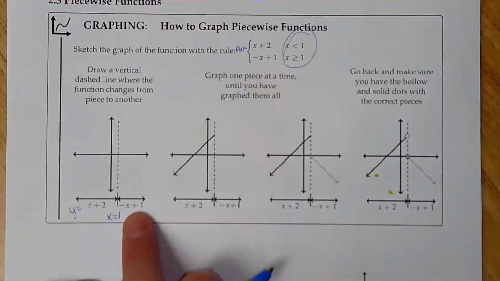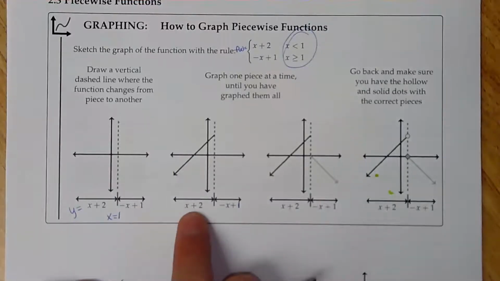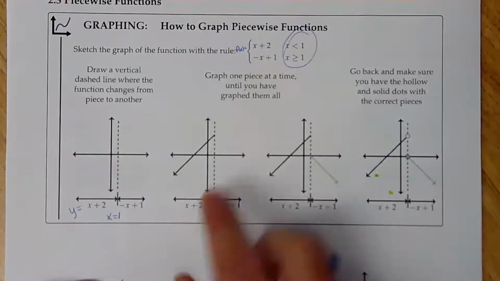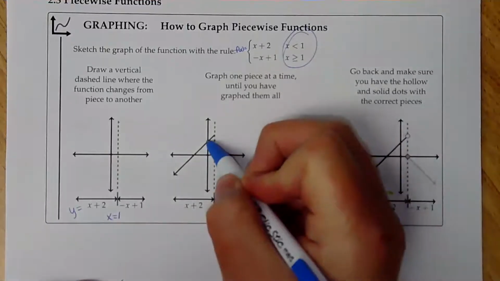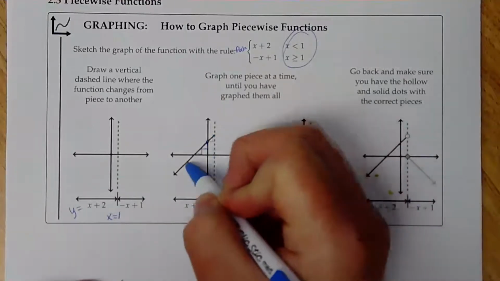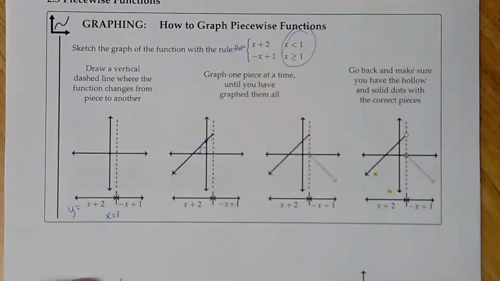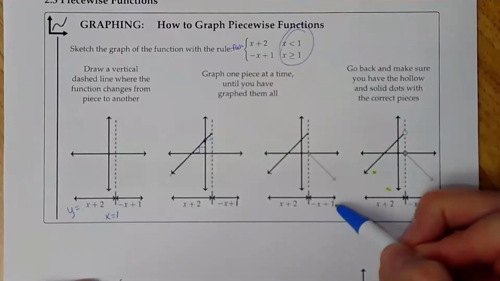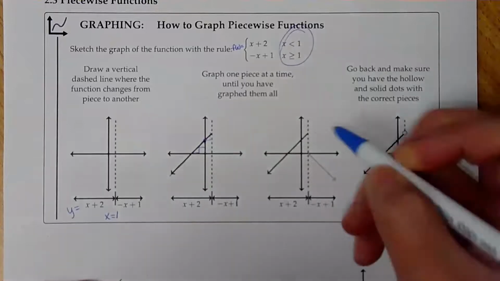My next step is just to graph these. So if I graph the one on the left first, x plus 2, I find that y-intercept of 2, and it's got a slope of 1. So if I put a couple points on there, I can sketch that line in. And similarly, I can do that on the right-hand side. So my intercept here is 1.